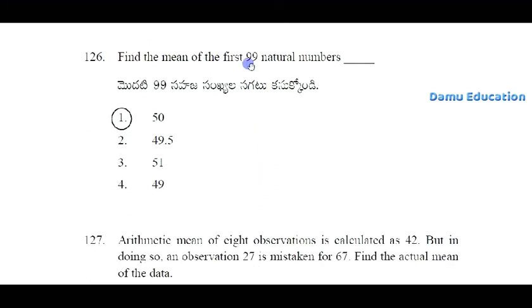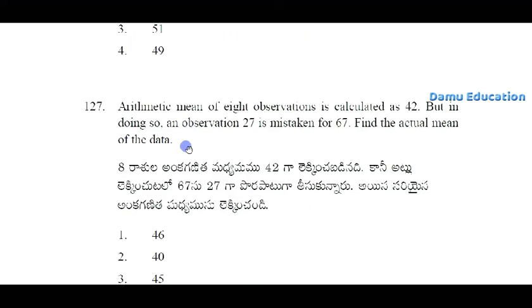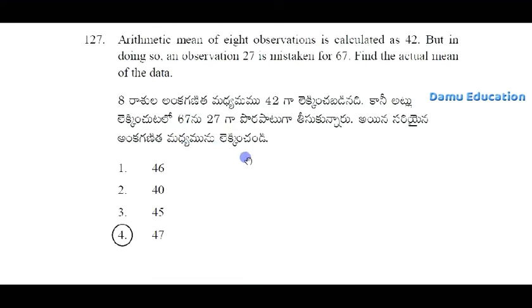Find the mean of the first 99 natural numbers. 50. The arithmetic mean of 8 observations is calculated as 42, but in doing so, an observation 27 is mistaken for 67. Find the actual mean of the data. 47.